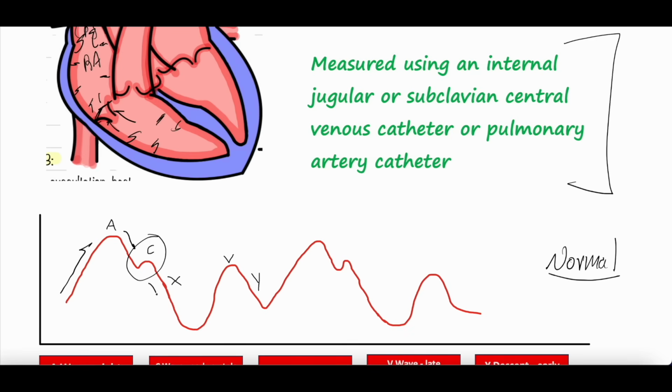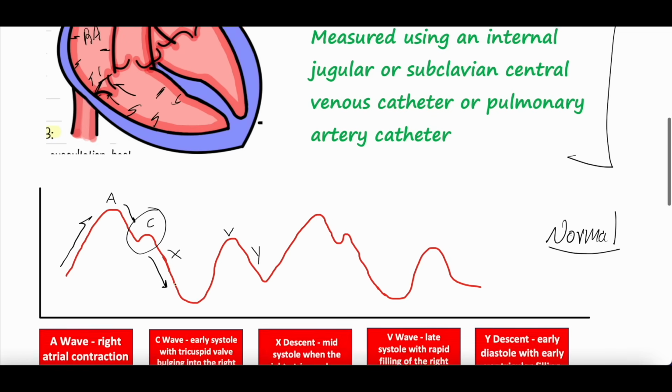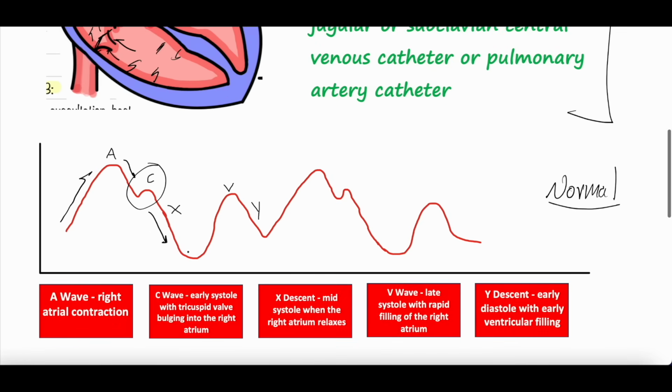But the right atrium continues to relax, and that's the X descent, right atrium relaxation. Once that right atrium is totally relaxed, the V wave is when the blood starts to refill the right atrium. All right, the blood fills the right atrium, then it starts to empty into the right ventricle, and then you get right atrial contraction again. All right, and that gives you your A, C, X, V, Y wave, and that's what we talked about in those previous videos, so definitely check those out if that is not familiar to you.